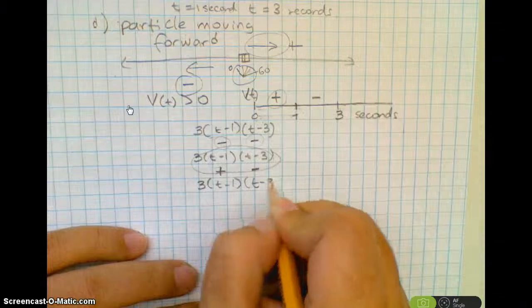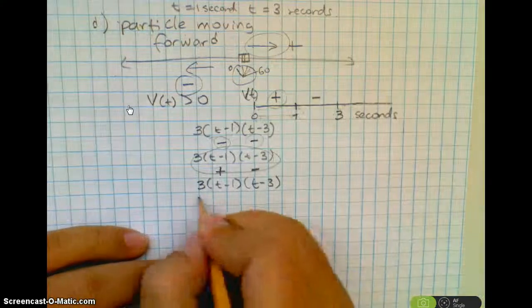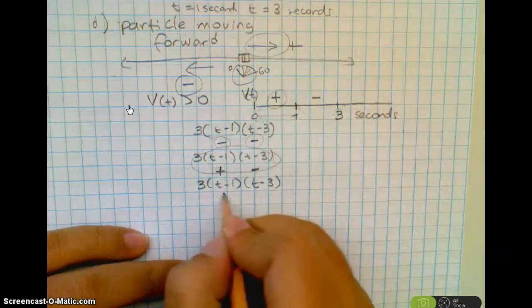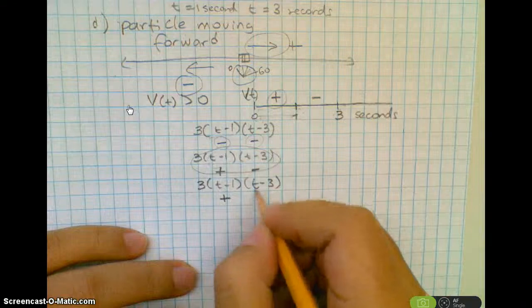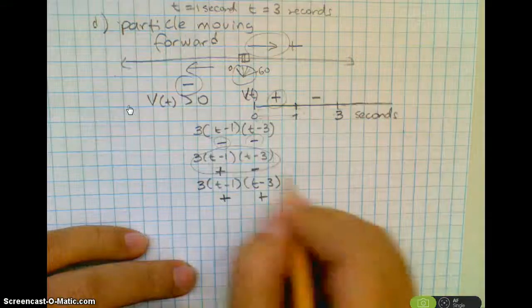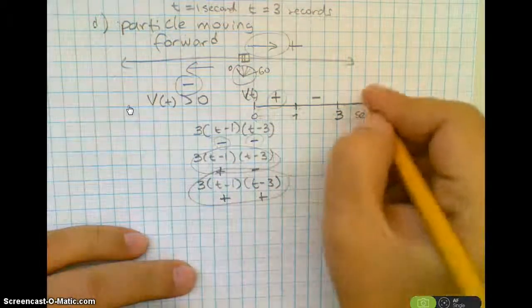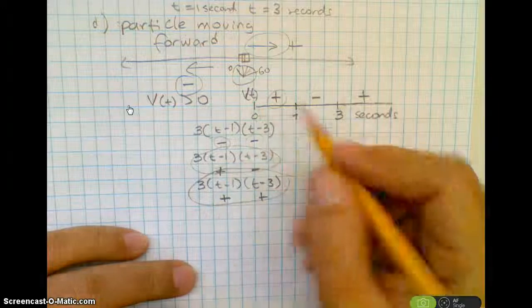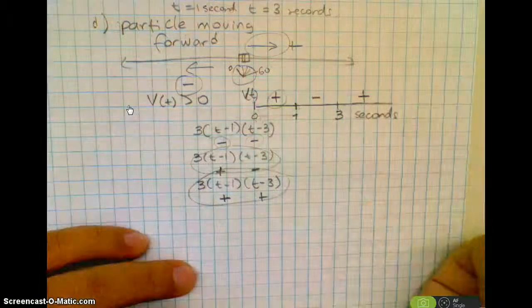So I'm going to investigate how the signs change. Now 3 is positive. 4 minus 1 is positive. 4 minus 3 is still positive. So this as a product is positive. Therefore, the velocity is positive after 3 seconds.